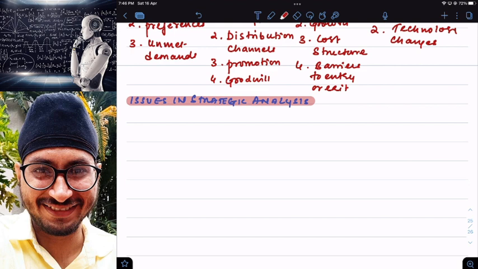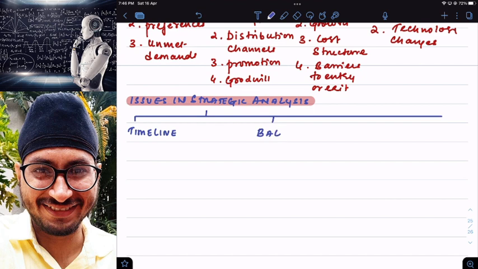Sir, there are 3 issues in strategic analysis. Clear? How many issues? 3 issues. Issue number 1, timeline. Issue number 2, balance. Issue number 3, risk. Clear? Issue number 1 is timeline, issue number 2 is balance, and problem number 3 is risk. These are the 3 problems in strategic analysis.